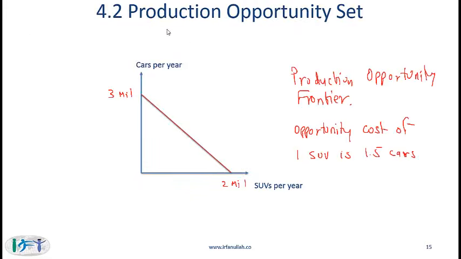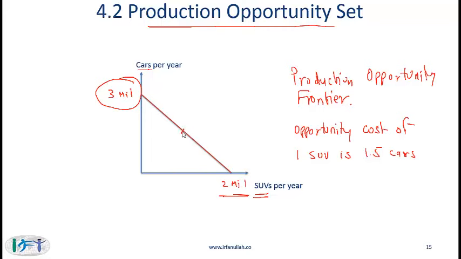Here we talk about the production opportunity set, which is an application of the budget constraint concept. Say we have a given factory where we can either produce cars or SUVs, and our constraint is such that if we only produce cars, then we can produce 3 million cars, and if we only produce SUVs, then we can produce 2 million SUVs.